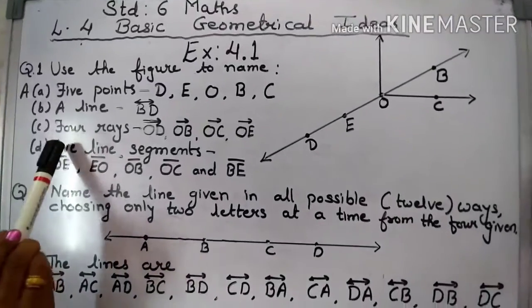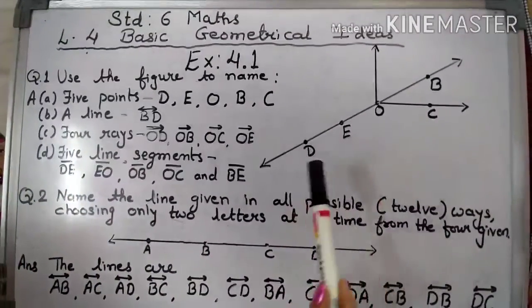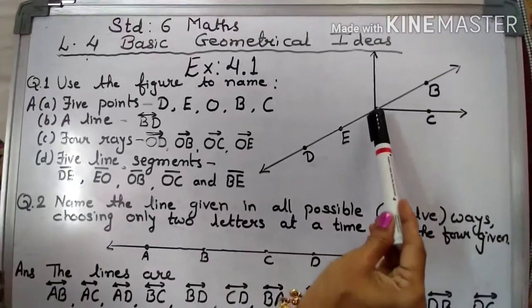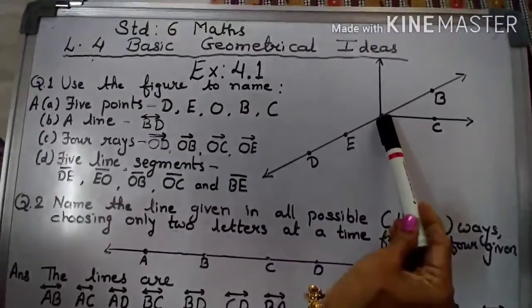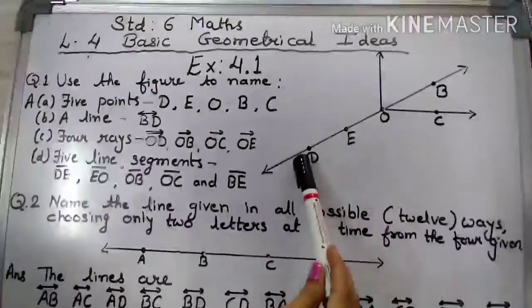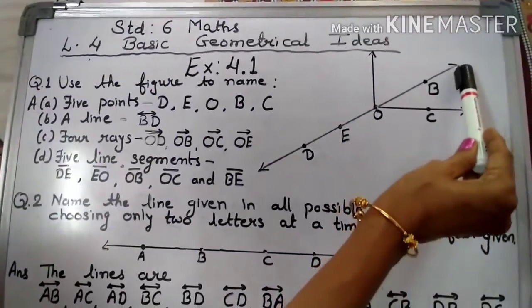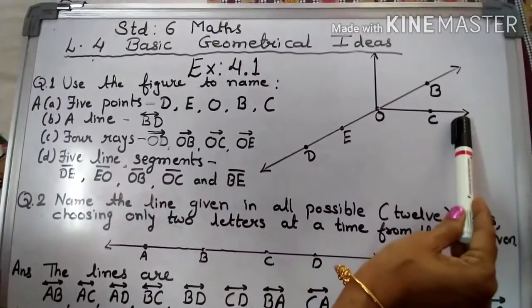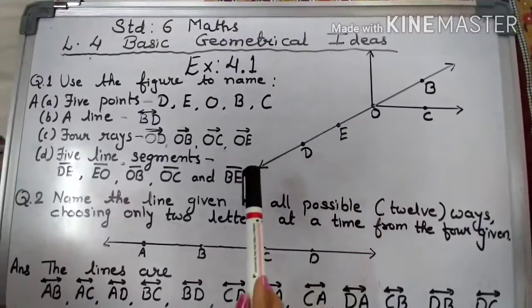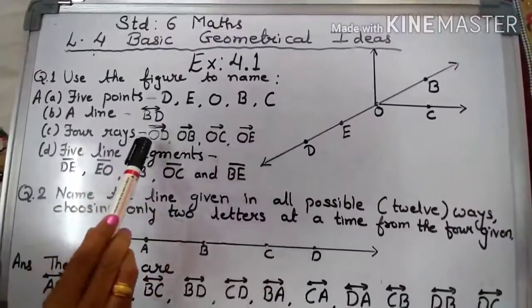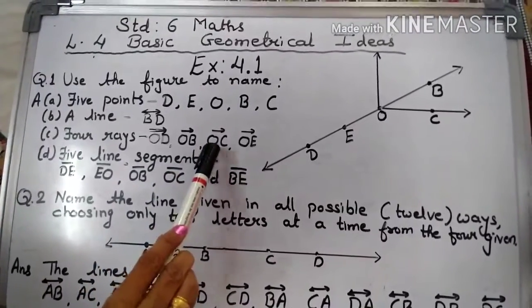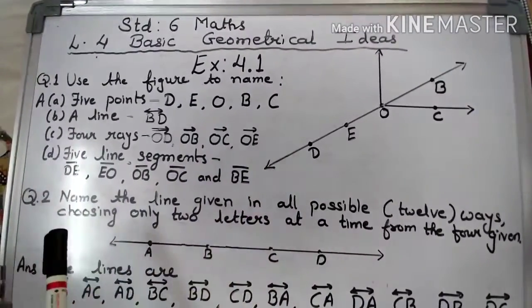Now, our third question, 4 rays. In this figure, which are the 4 rays? Now, look here. O is your end point and this side is extended. OD is a ray, one ray. OB is a second ray. OC is your third ray and OE is your fourth ray. These are the four rays: ray OD, ray OB, ray OC and ray OE.